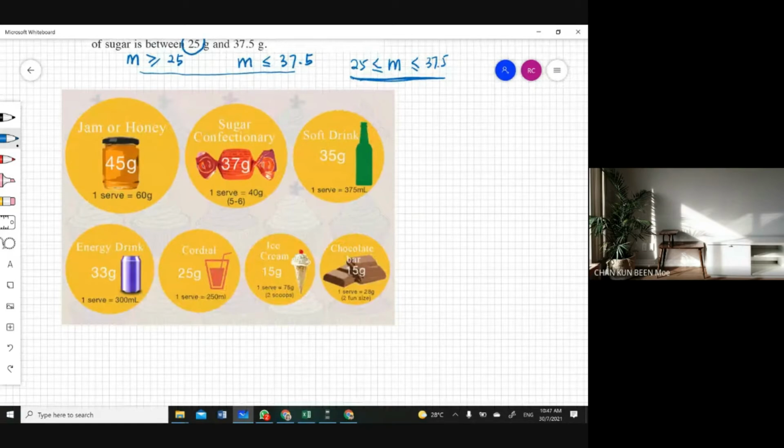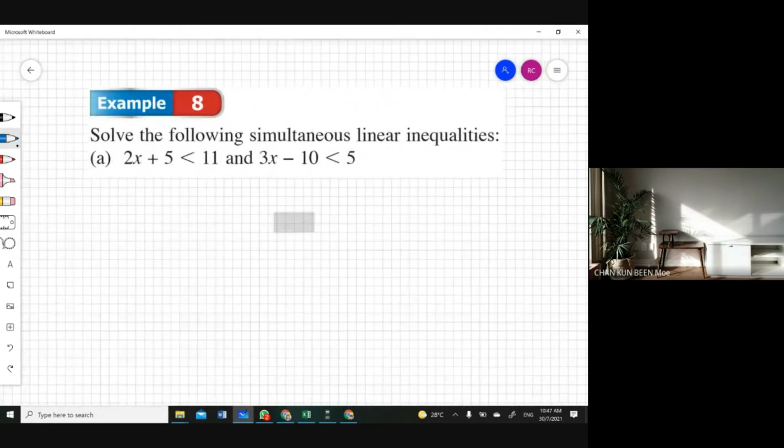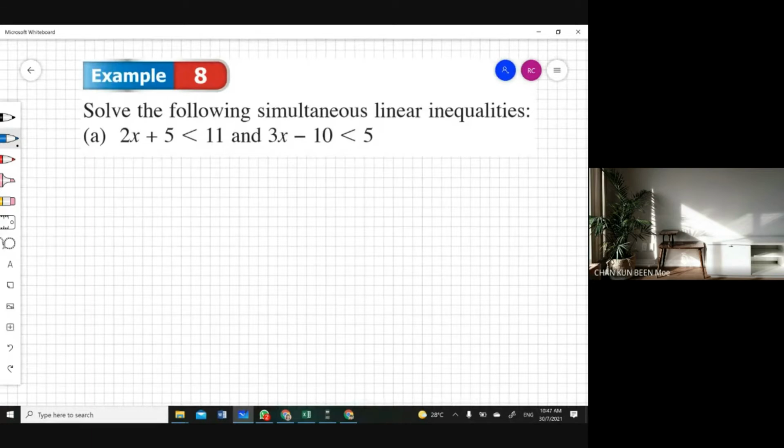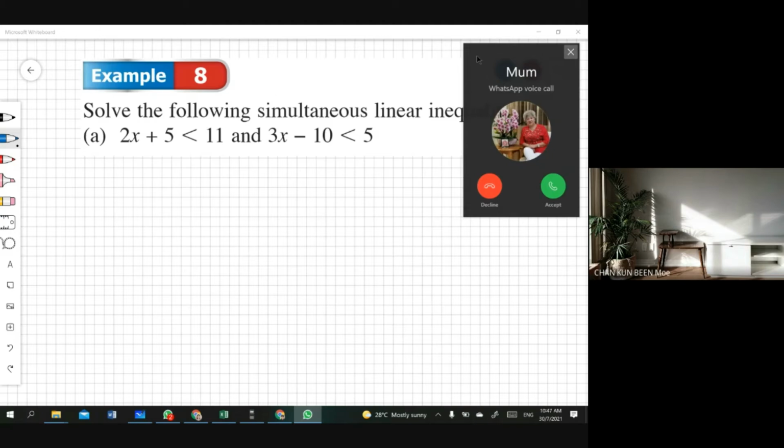Okay, now let us look at example 8 over here. This is the last example in our question. Solve the following simultaneous linear inequality: 2x + 5 < 11 and 3x - 10 < 5. So how to solve it? Don't worry, we are going to solve it separately.